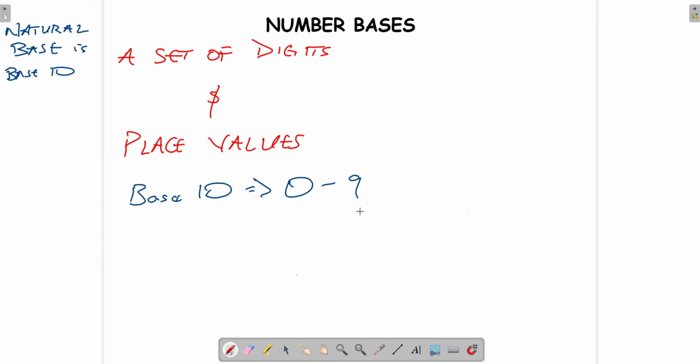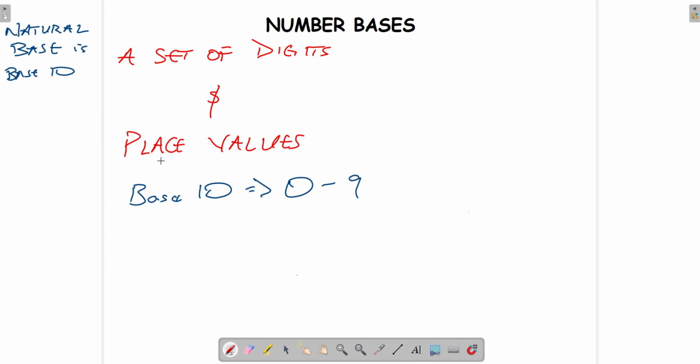That's 10 digits there. But we find out that the number 10 itself does not have a specific entity. 10 is just a combination of 1 and 0. If you take notes, you'll see 11 is 1, 1, 12 is 1, 2, and so on and so forth, because 10 cannot appear in base 10, all right?